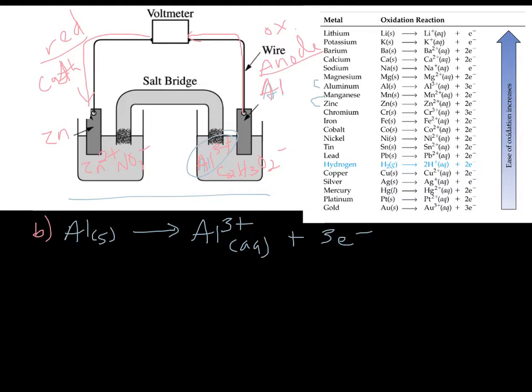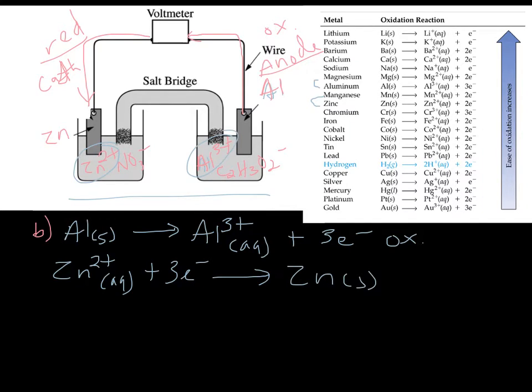My reduction half reaction is going to happen from the cathode side, cathode half reaction. That's where I'm going to have my substance in solution receiving those electrons. So zinc 2+, which is in aqueous solution, receives the 3 electrons and produces solid zinc. And that's your reduction half reaction.